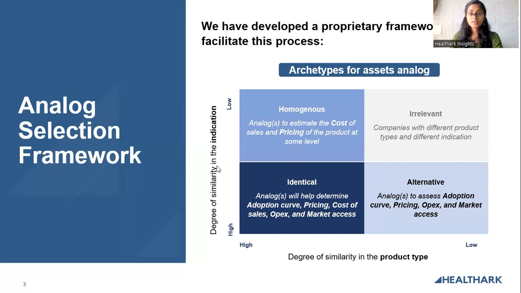The last is the irrelevant quadrant. It captures the companies which would be exclusive in both product and indication, and it would not be a category of interest for specifically this exercise. Once the analog gets classified, it becomes easier to analyze these analogs within each quadrant and draw the valuable insights.